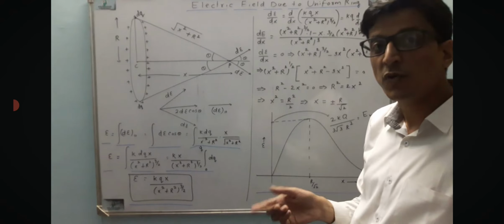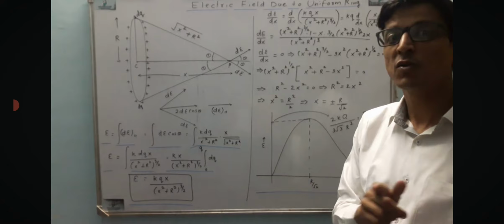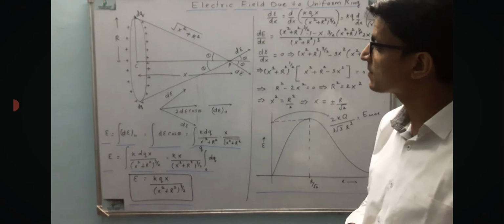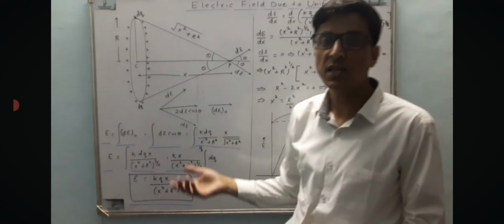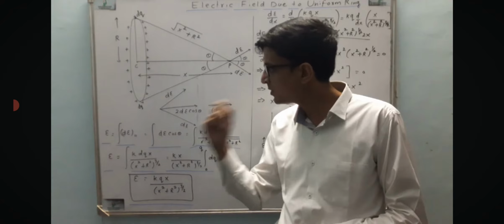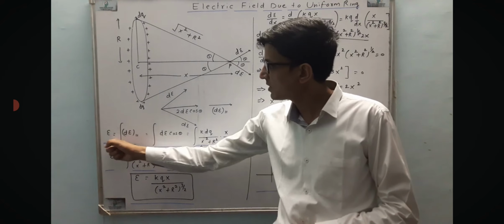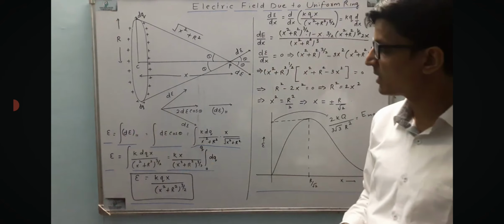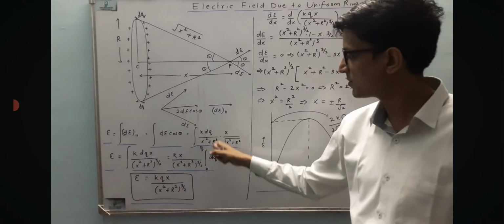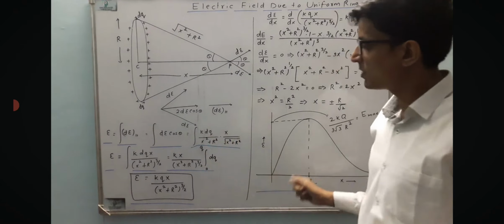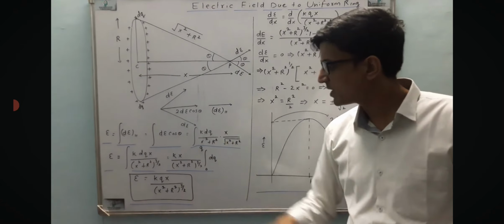So for every pair, the electric field will be along the axis of the ring. So we can simply add them, and for continuous addition we use integration. So the electric field can be written as the integration of dE parallel, which is the integration of dE cos theta. And after all the calculations we have E equal to kqx divided by (x² + r²)^(3/2).